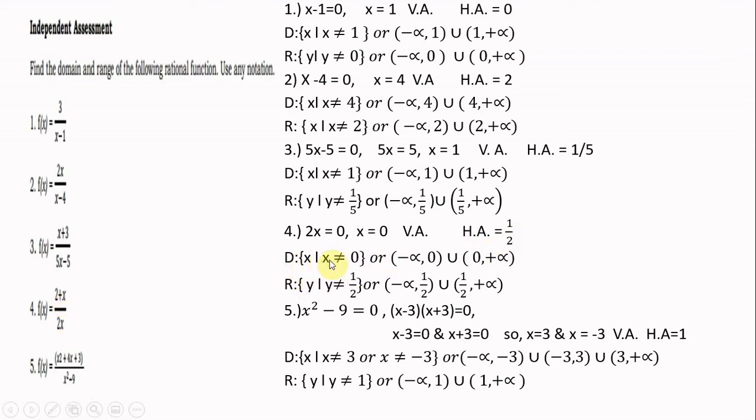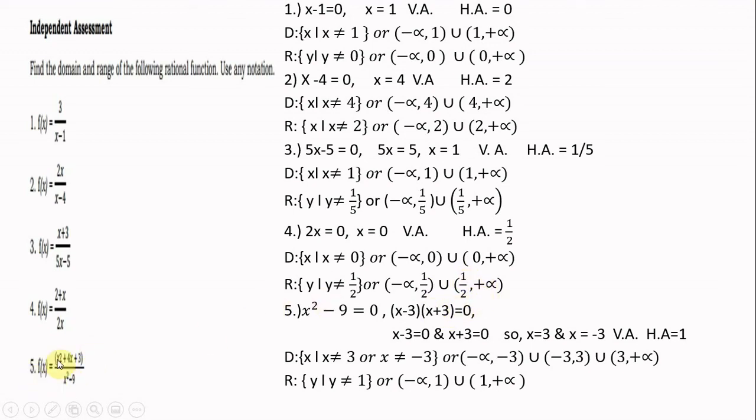So domain is a set of x such that x should not be equal to 0 or on the interval negative infinity and 0, union 0 and positive infinity. And our range is based on our horizontal asymptote 1/2. So y is a set of y such that y should not be equal to 1/2 or negative infinity and 1/2, union 1/2 and positive infinity.